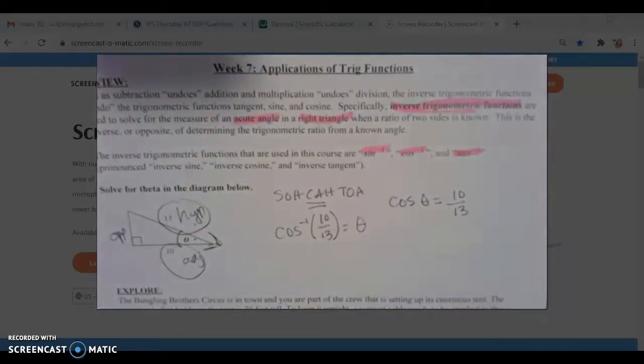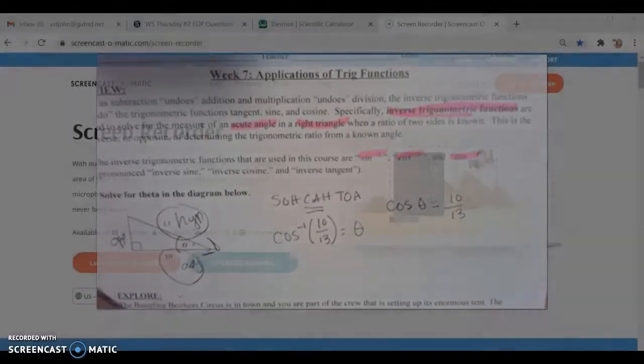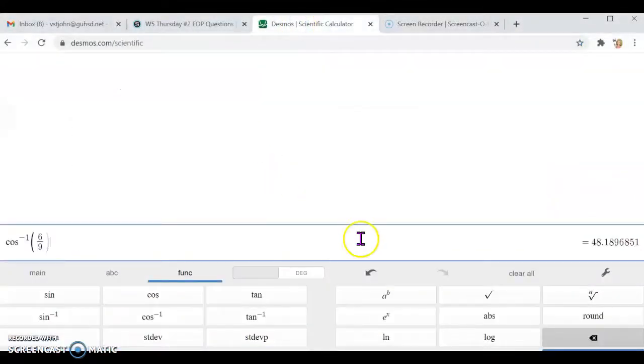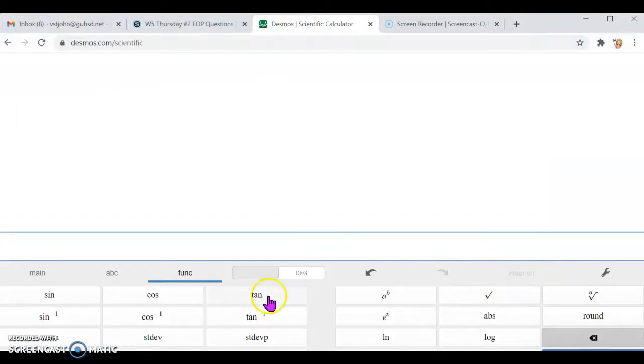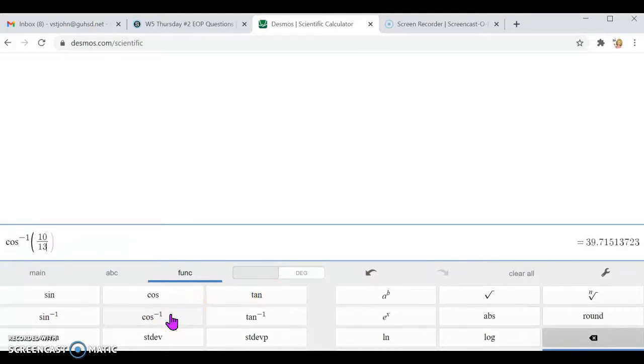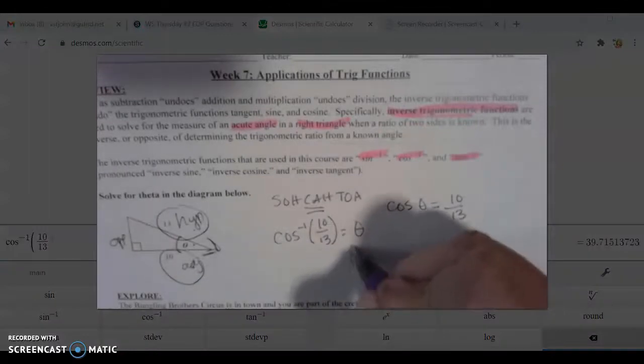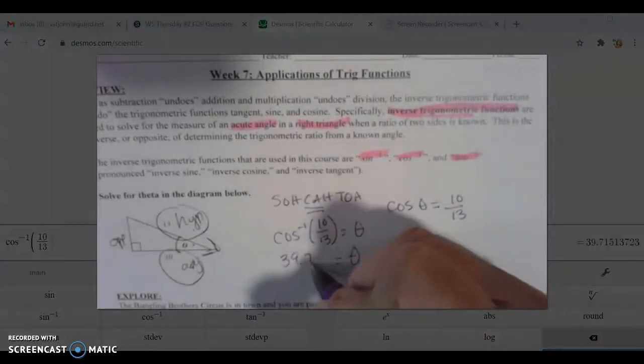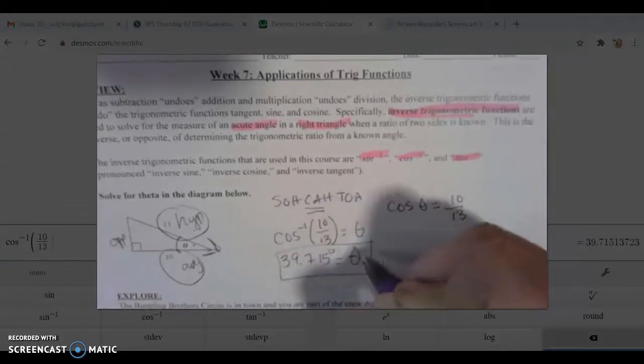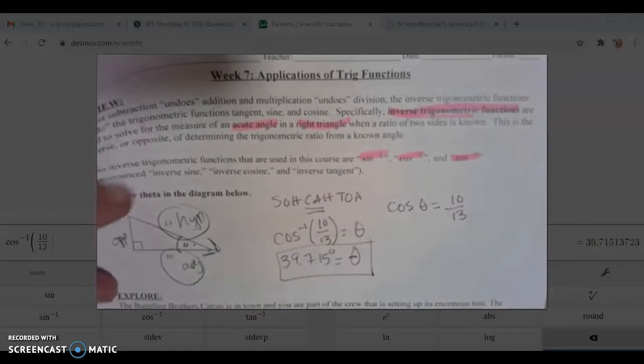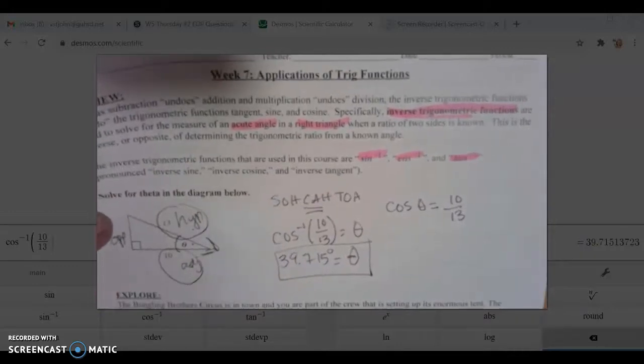So when we go to our calculator, let's clear this, and we're going to do inverse cosine of 10 divided by 13, and that gives us 39.715, or if I round it, 715. Okay, so let's go back to our paper. And we got theta equals 39.715 degrees. Right? We're just practicing the same stuff. The steps stay the same.